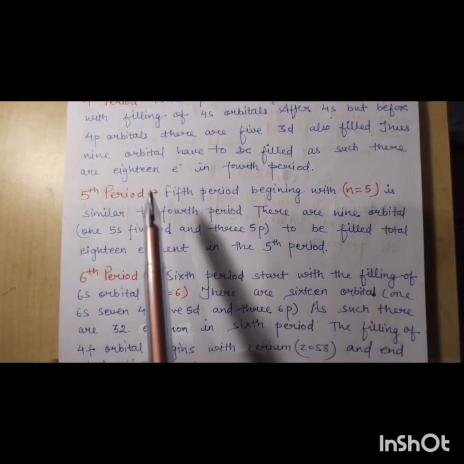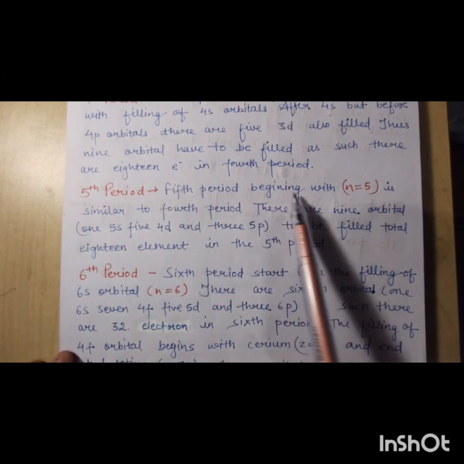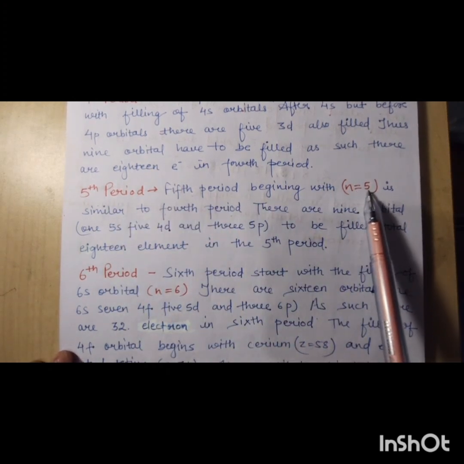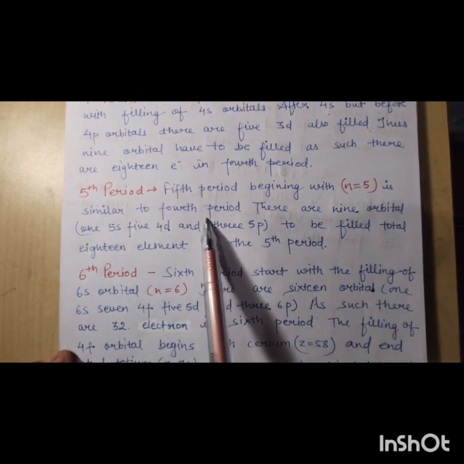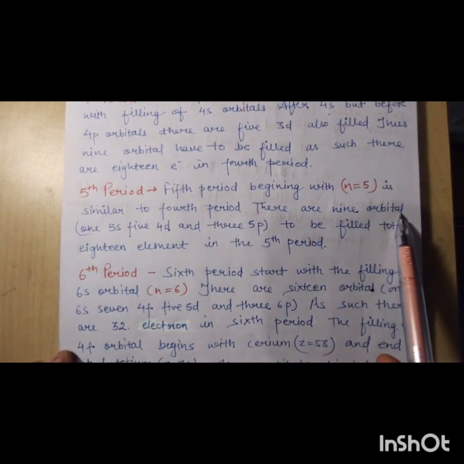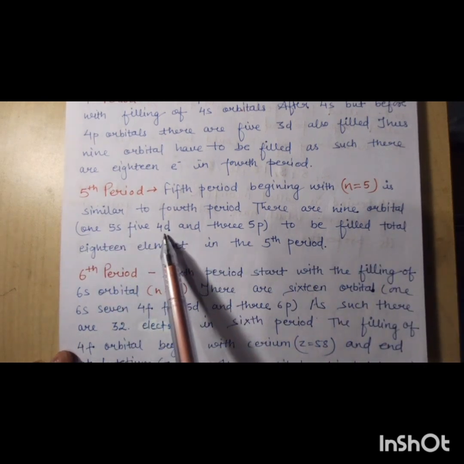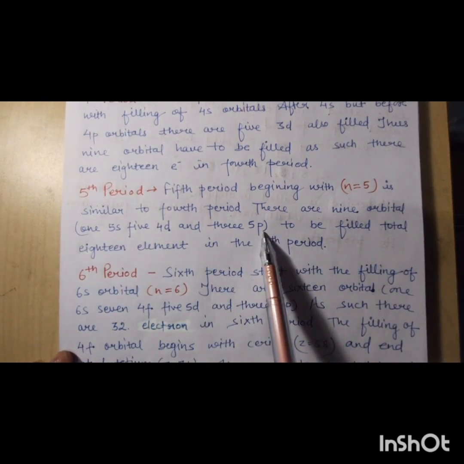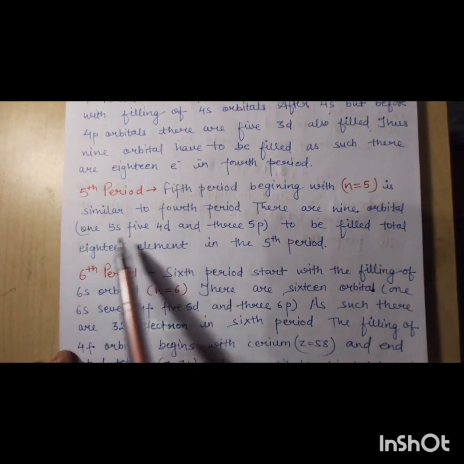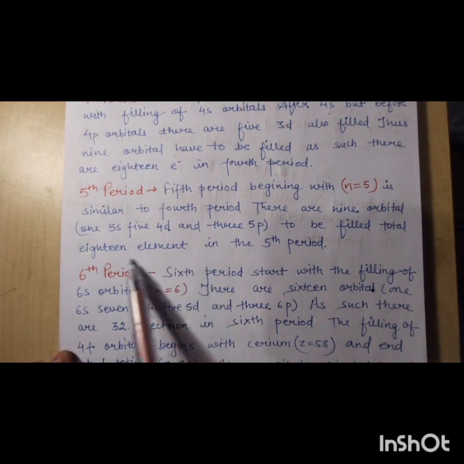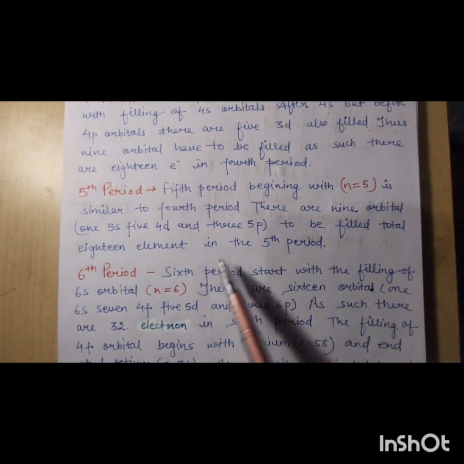Now moving toward the next period, that is the fifth period. The fifth period begins with n is equal to 5, that is the principal quantum number, similar to the fourth period. A total of 9 orbitals are involved, that is one 5s, five 4d and three 5p orbitals. Total 18 electrons are accommodated in the fifth period.